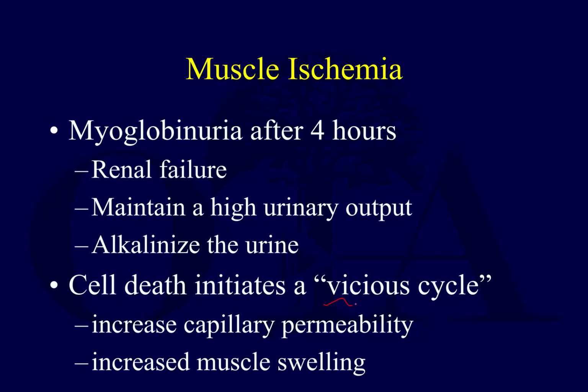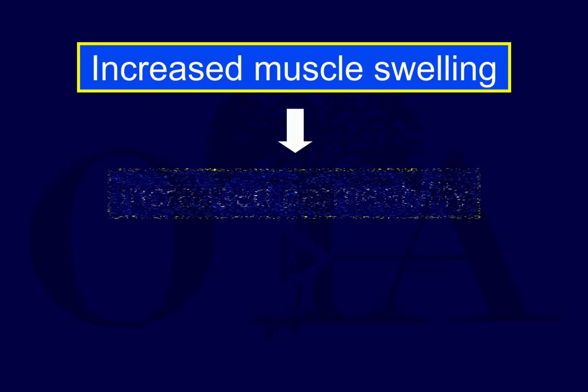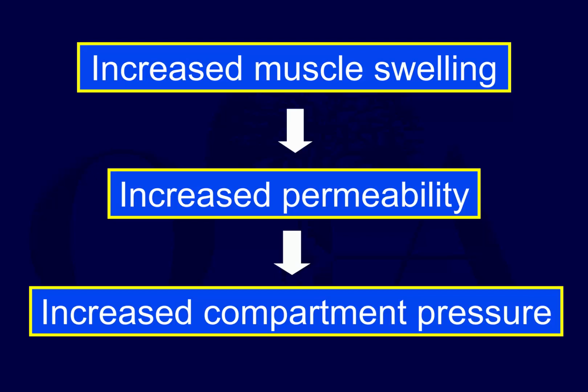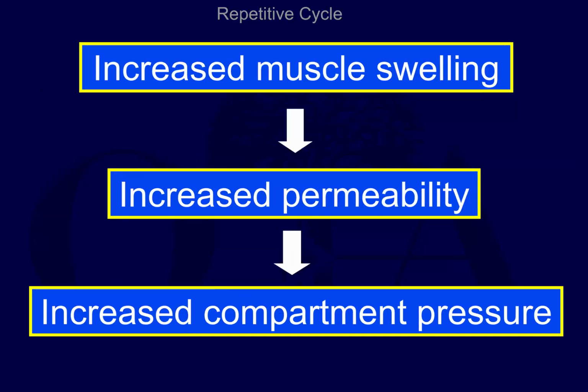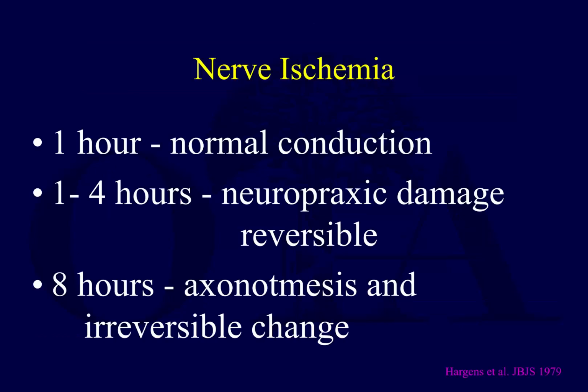And like I said, you can get this vicious cycle, right, where you have decreased perfusion, ischemia, increased capillary permeability, increased muscle swelling, and then you get this vicious cycle. You get tissue breakdown, and it leads to this perpetuating phenomenon. Right, and then this is what can essentially lead to the compartment syndrome. So increased pressure, increased venous pressure, decreased blood flow, decreased perfusion, and it's just sort of this cycle, right? And you go back to this.